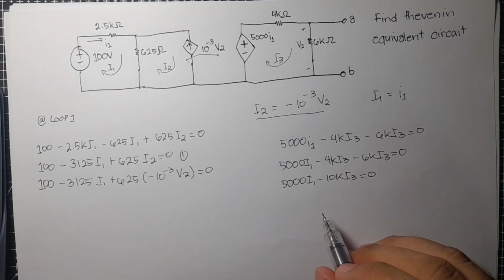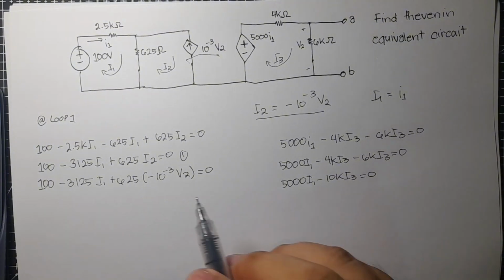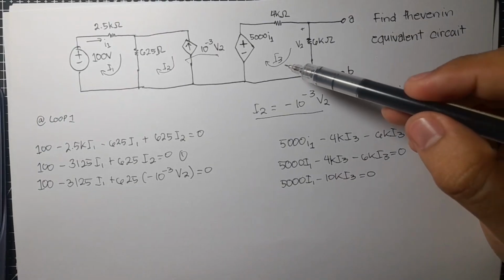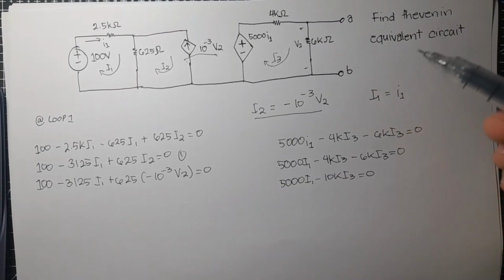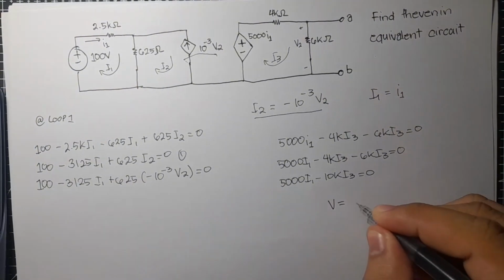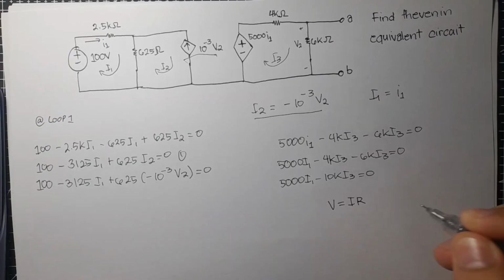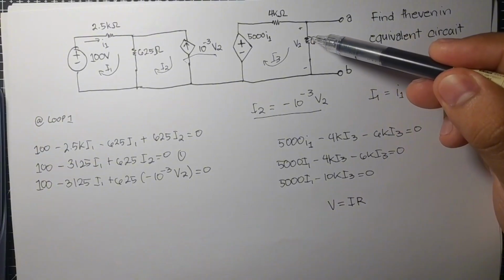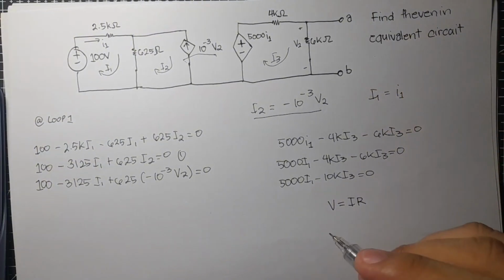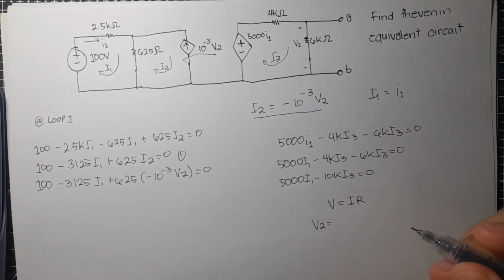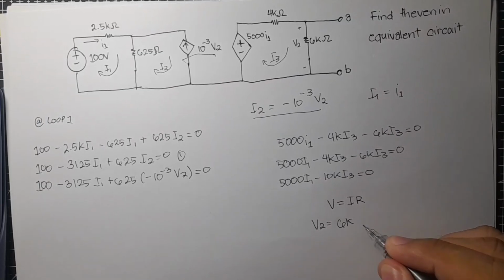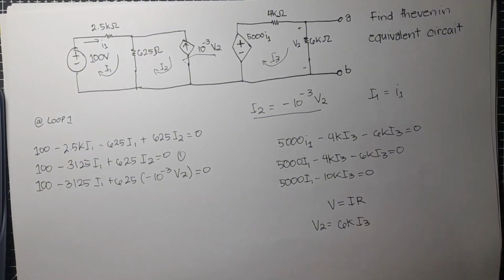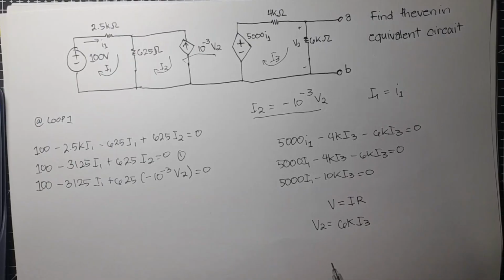So here in V2, we know the V2 is the current I3. So we know that voltage is equal to current times resistance. So current I3 flowing here through the 6K ohms. So V2 equal to 6K times I3. So we now have the value for V2 here.